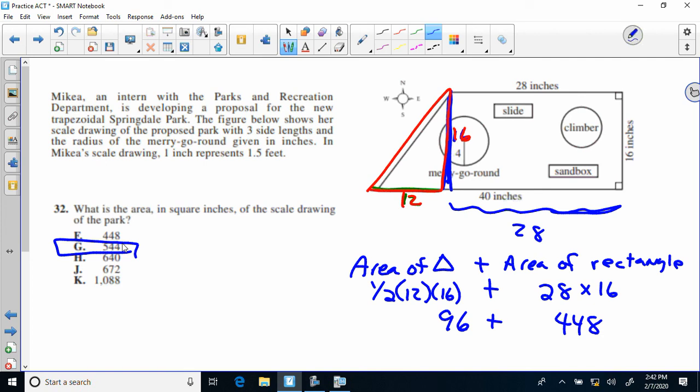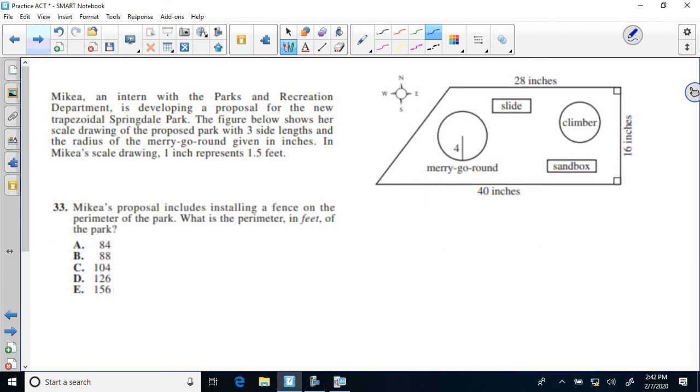Now, remember that an inch is 1.5 feet, because that'd be a really, really small park if it was just inches. So remember that that was a scale factor there. Okay, so 32 should have been the letter G. So number 33, they give you the exact same information, but now they're asking you a different question.